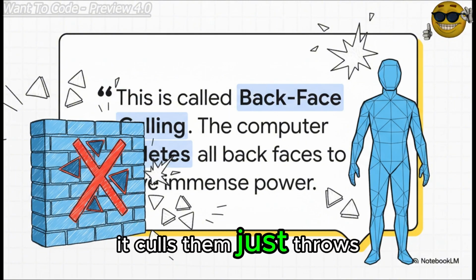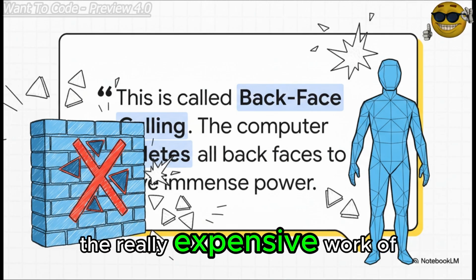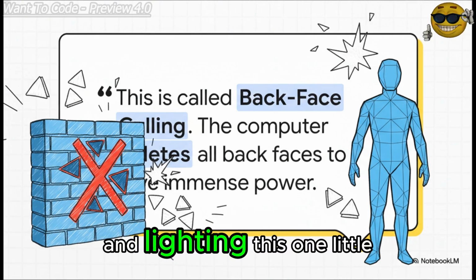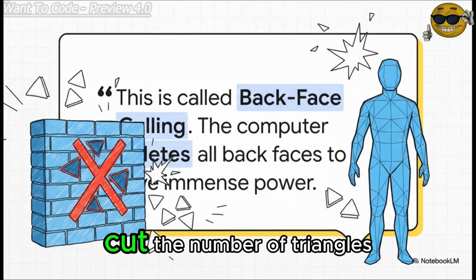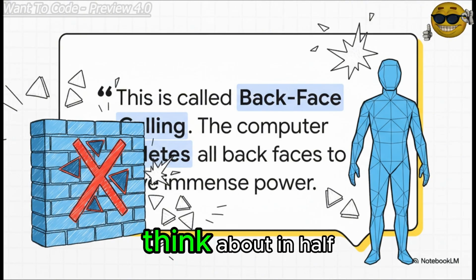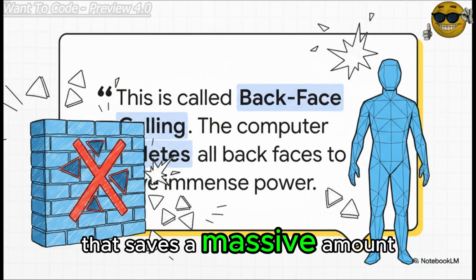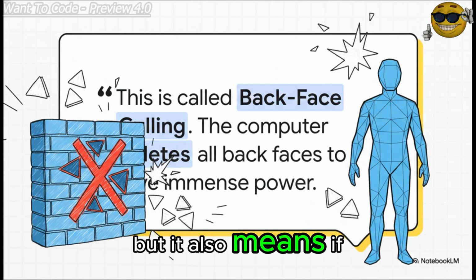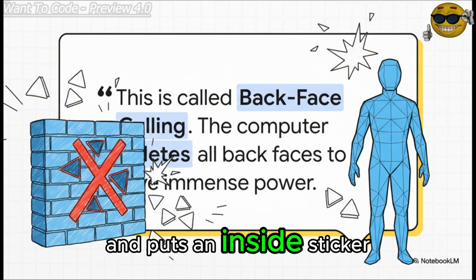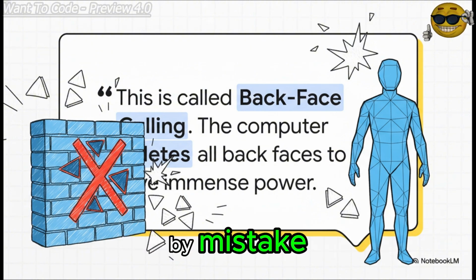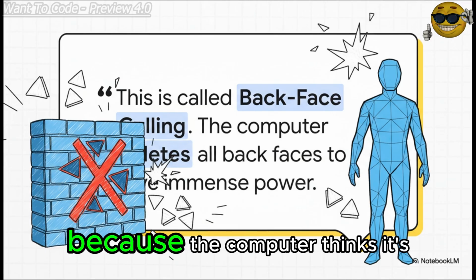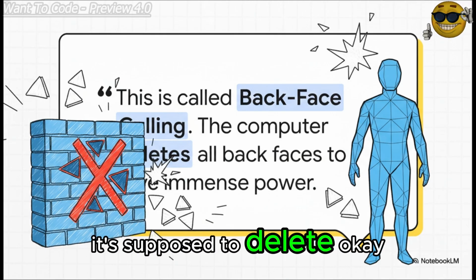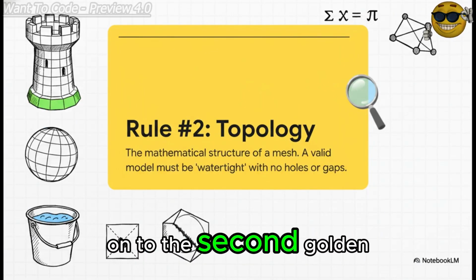It culls them, just throws them away before it even starts the really expensive work of figuring out colors and lighting. This one little trick can literally cut the number of triangles the graphics card has to think about in half. That saves a massive amount of work and lets developers build bigger, more detailed worlds. But it also means if an artist messes up and puts an inside sticker on an outside surface by mistake, that part of the model will just seem to vanish because the computer thinks it's a back face it's supposed to delete. Okay, on to the second golden rule.